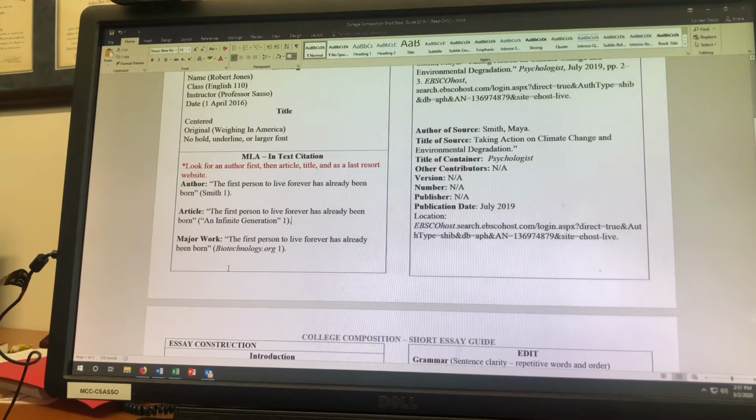The very last resort is if you really can't find an author and you can't identify an article title, we can then use the website or larger work that it came from. We want to avoid this because if I'm reading your essay and I see that your source comes from biotechnology.org, this is probably a really giant website, and it's difficult to find your exact article on it without doing an extensive search. So the more specific we can get, the better.